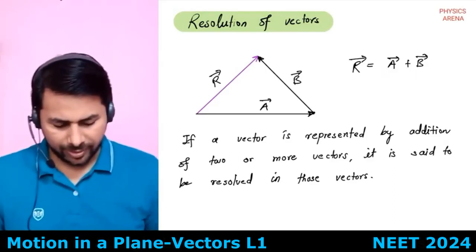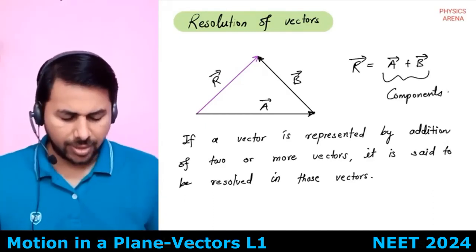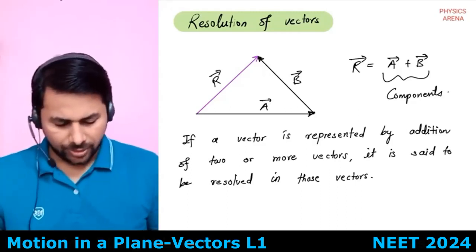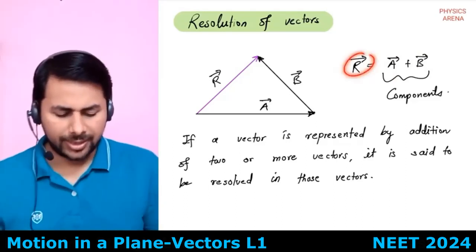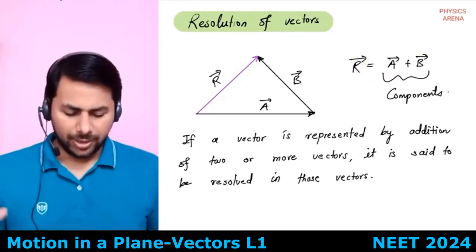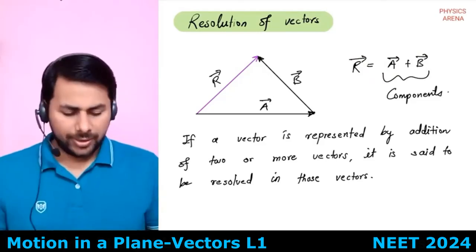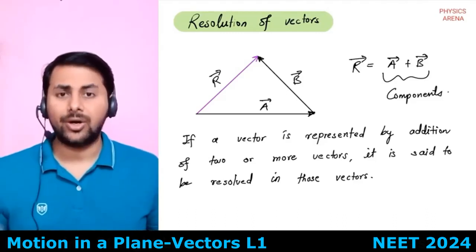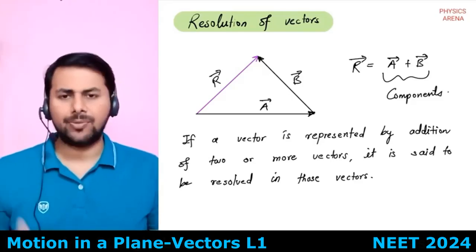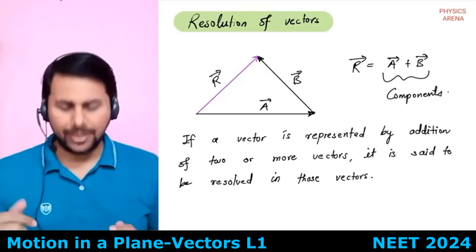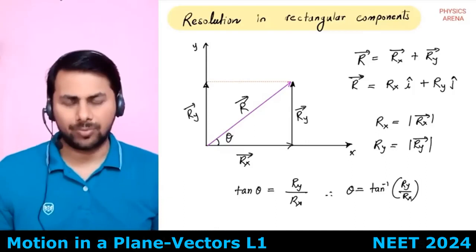So a bar and b bar are known as components. If you add these two component vectors, you get this resultant vector, or you can say r bar is resolved into a bar and b bar. Now r bar can be resolved along any two vectors, or any n vectors, right? But there is one specific type of resolution that is very helpful, and it is resolution in rectangular components.